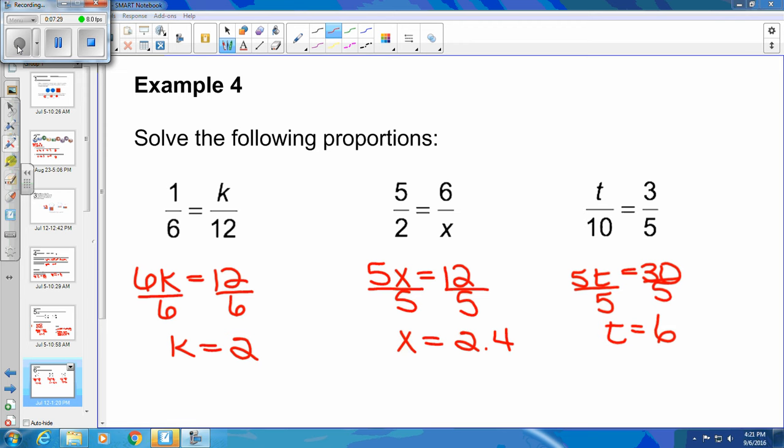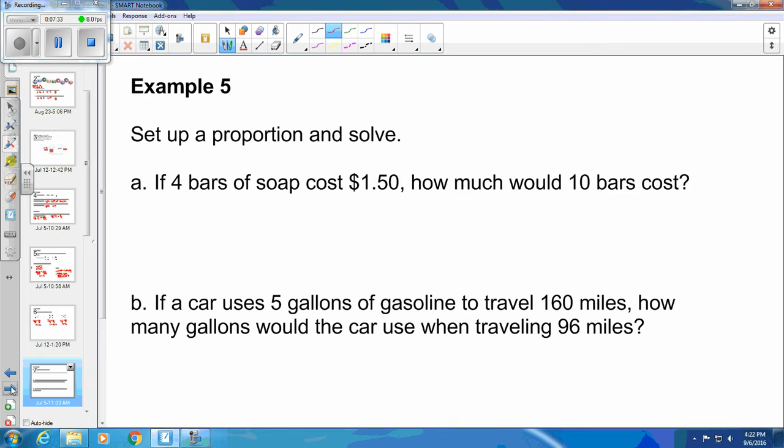All right, so let's move on to some word problems now. So here we want to set up a proportion and we want to solve it. If 4 bars of soap cost $1.50, how much would 10 bars cost?